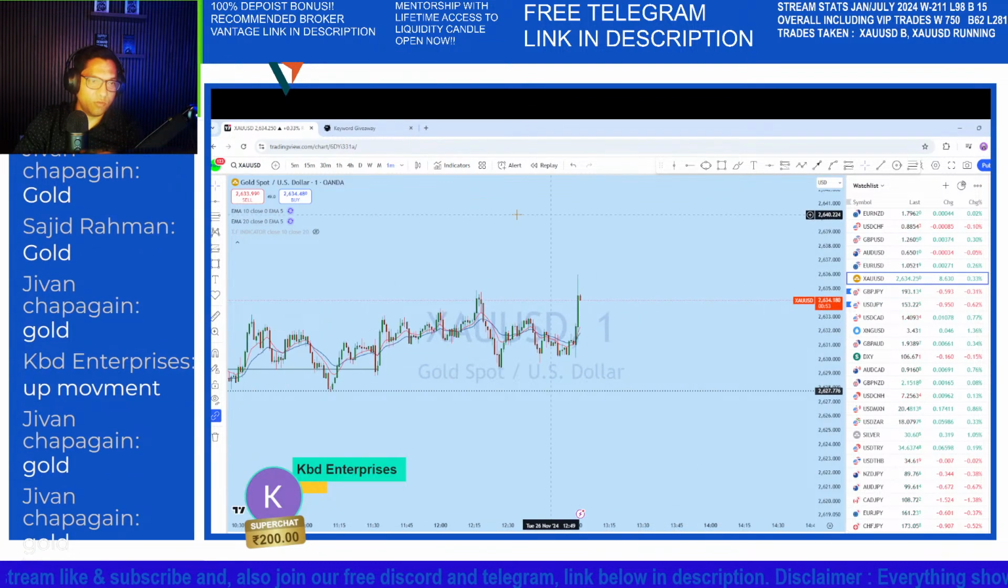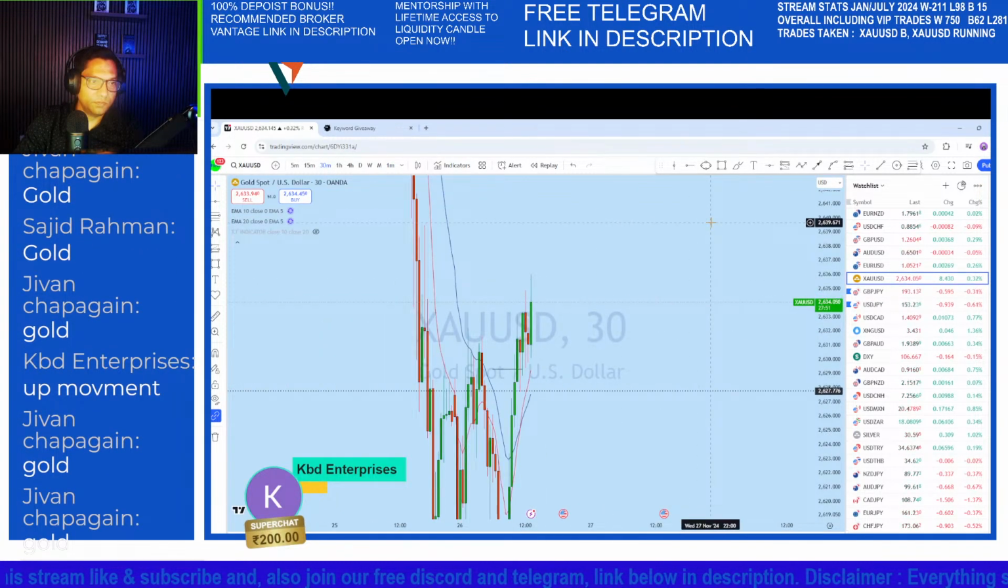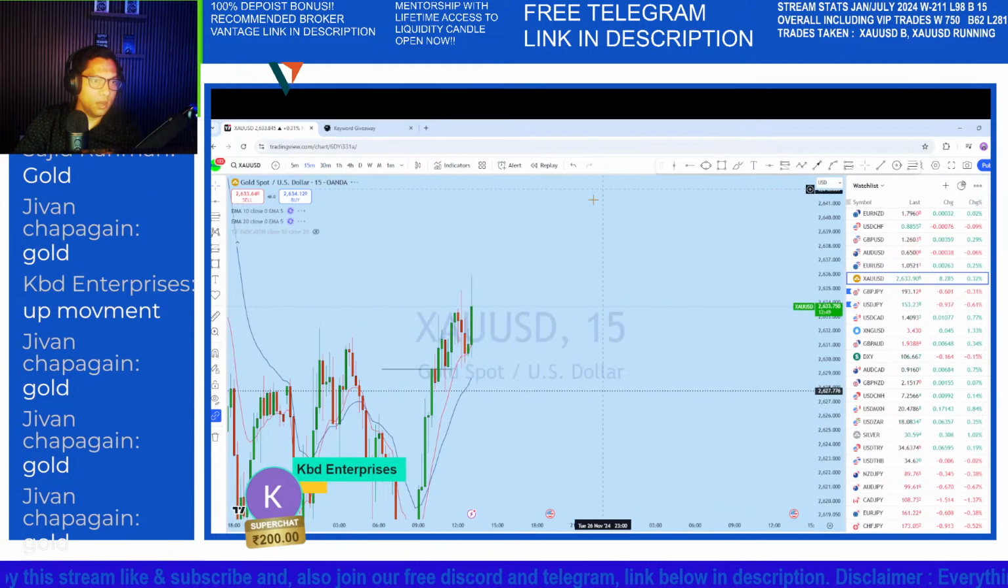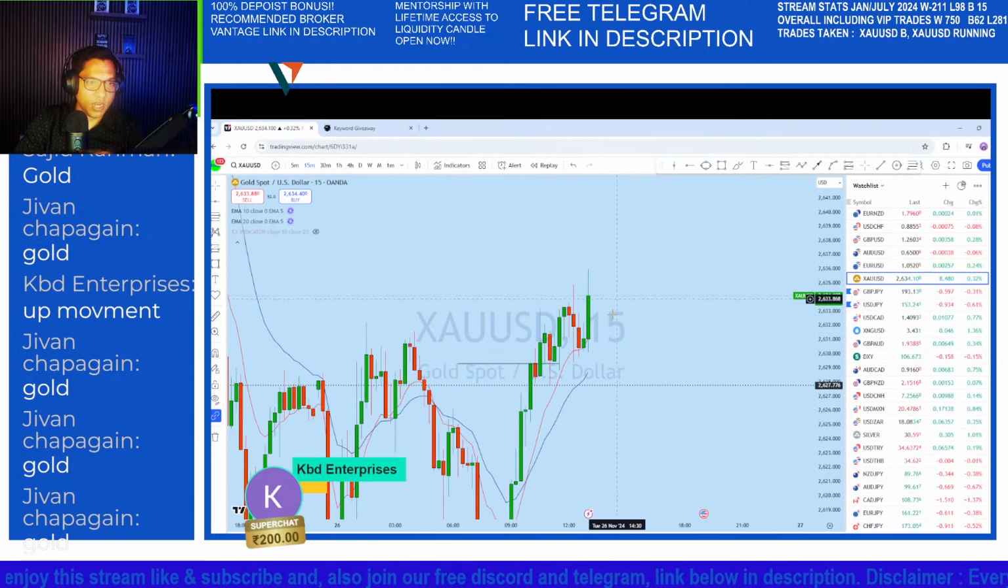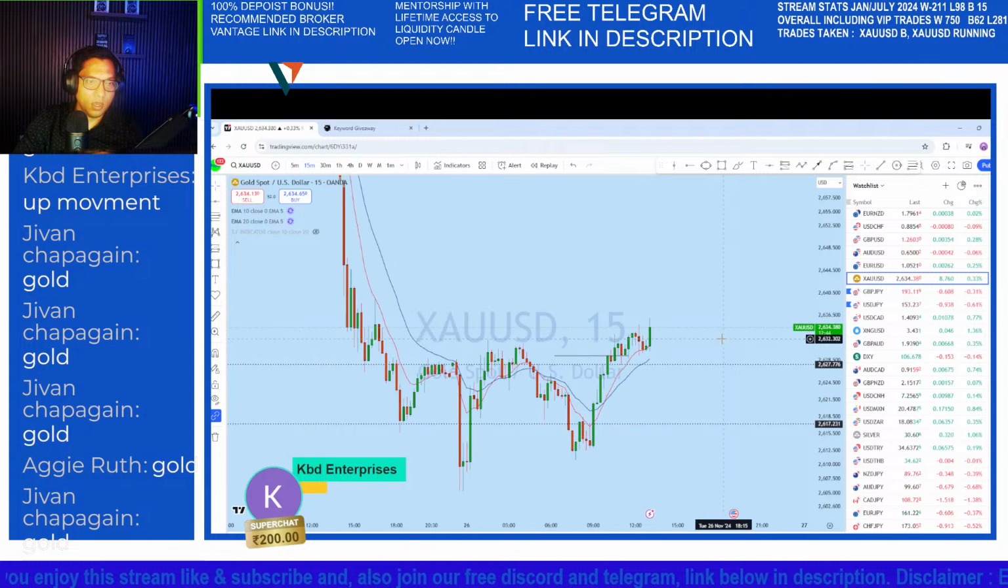It managed to break out finally from this level. We will be waiting for confirmation. I think we might see now continuation.